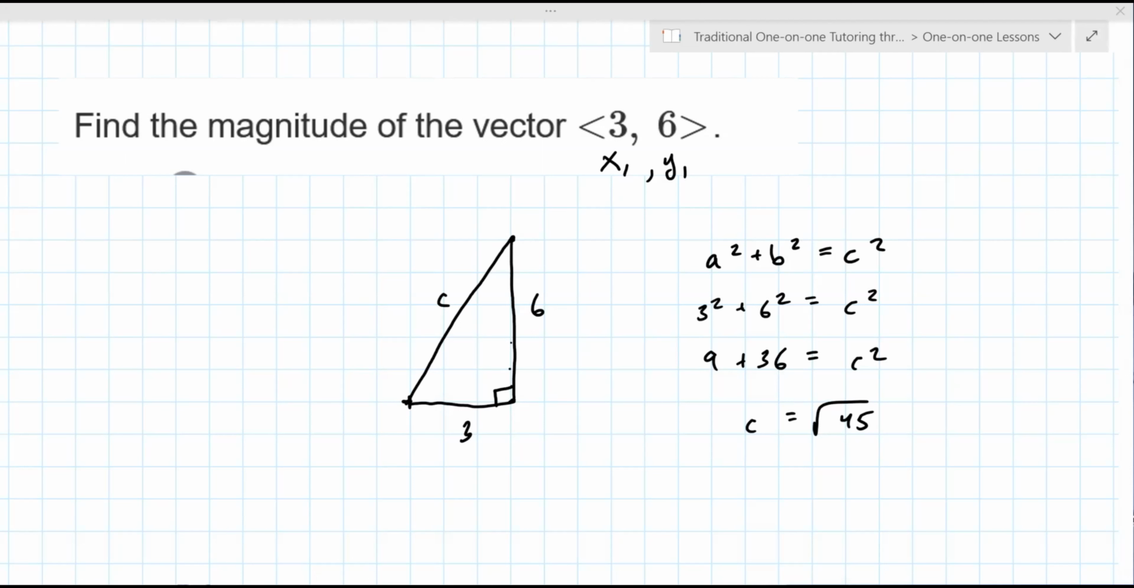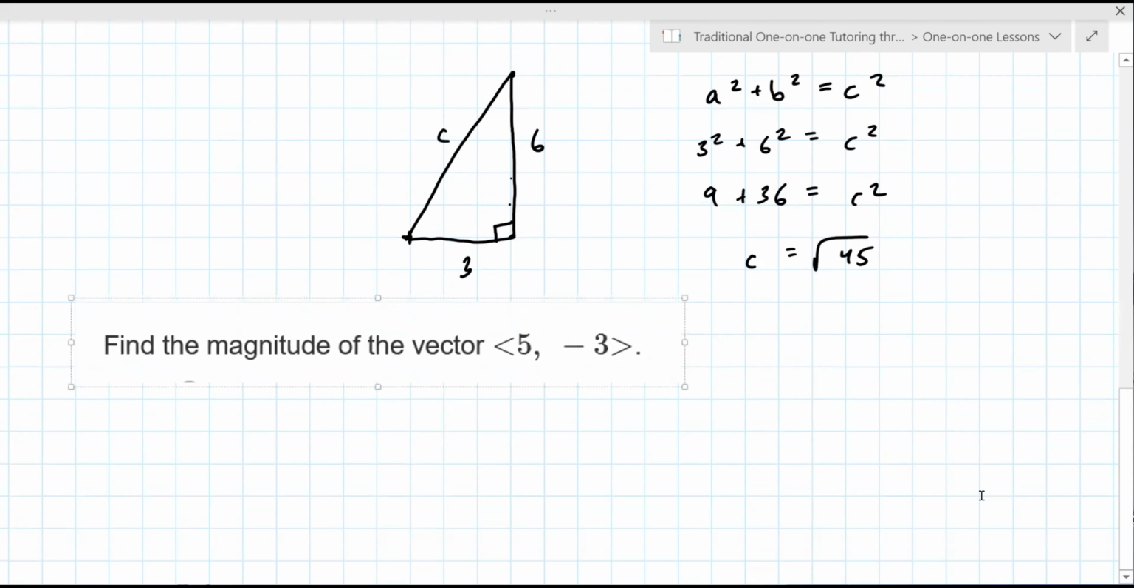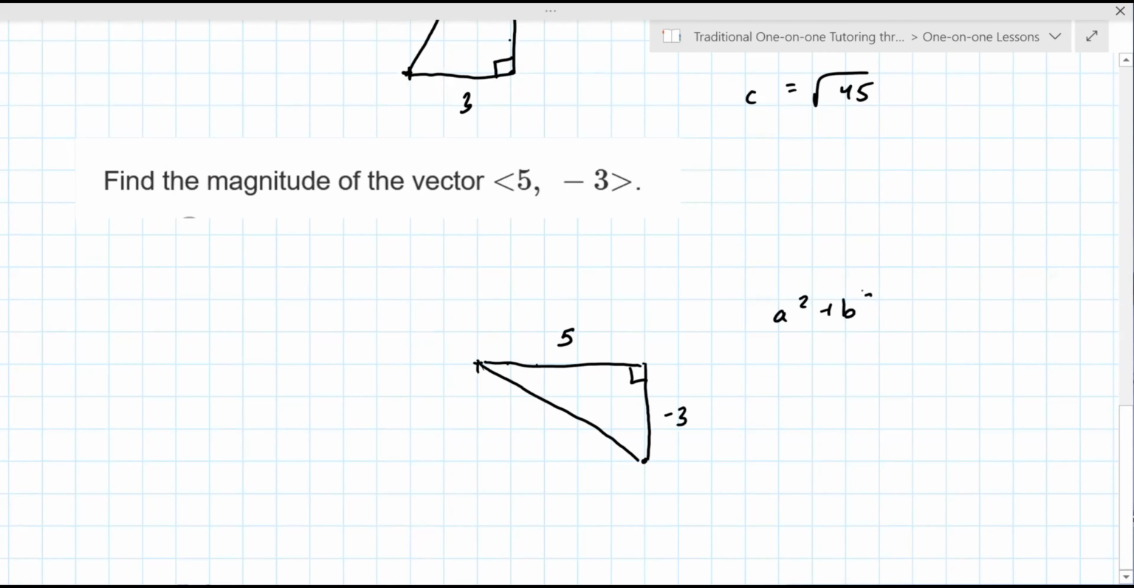Okay, 6.7. Perfect. Okay, you ready to do another one? Yeah. Okay. So this time there's a negative coordinate. Okay, so like if you were to graph this, you would go 1, 2, 3, 4, 5, and then down 3. But in terms of the triangle, are the lengths positive or negative? They're positive still.